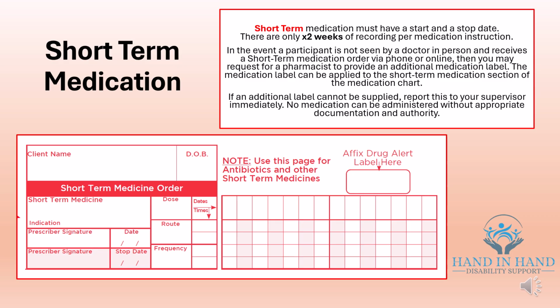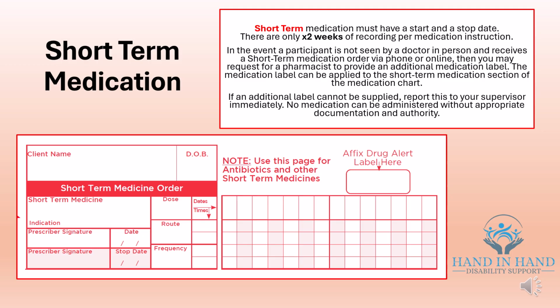Short-term medication. A participant's medication chart should be a current, accurate, and reliable record of all their medications. The medication chart accommodates up to 2 weeks of recording per medication instruction. If the medication is needed beyond this period, the participant must undergo a review by the prescribing doctor. If a participant receives a short-term medication order remotely, via phone or online, an additional medication label may be requested from the pharmacist. This label should be affixed to the short-term medications section of the medication chart.